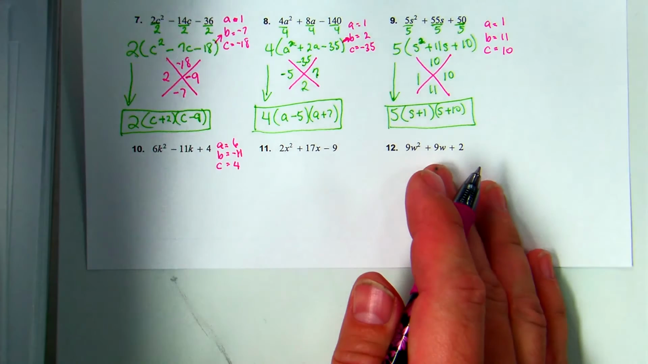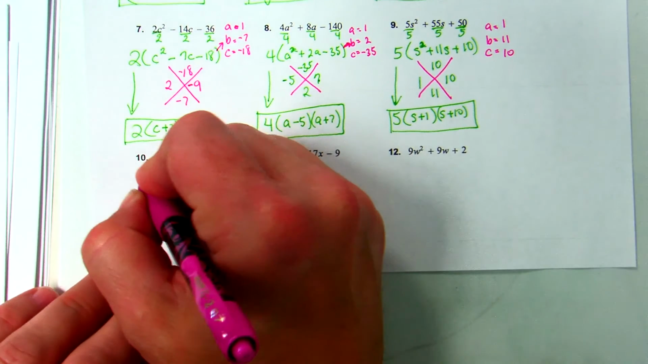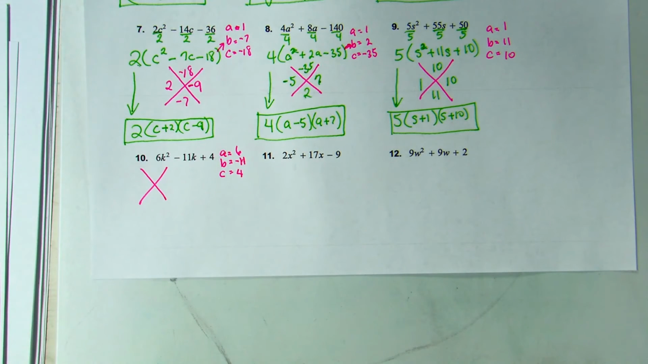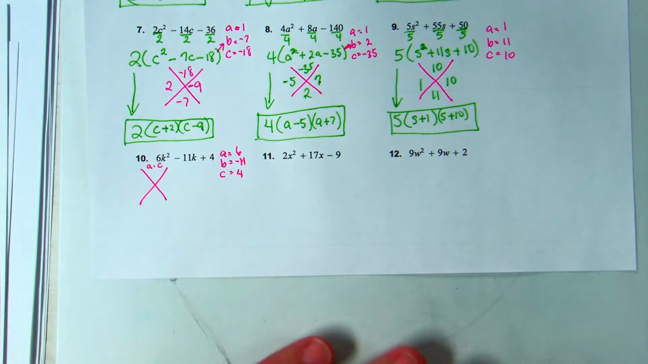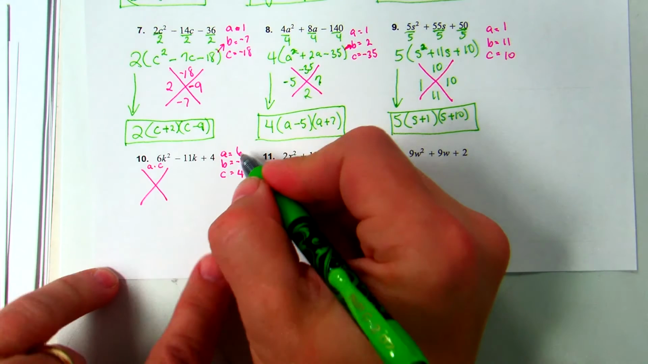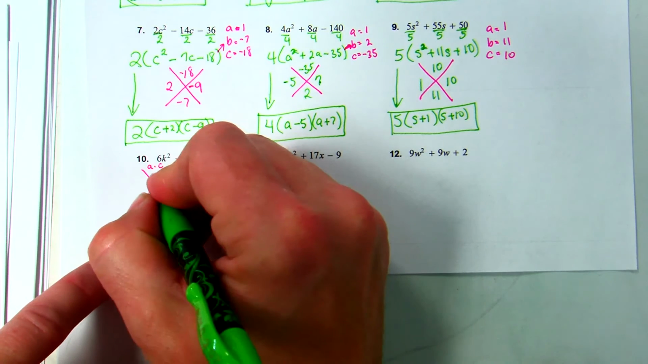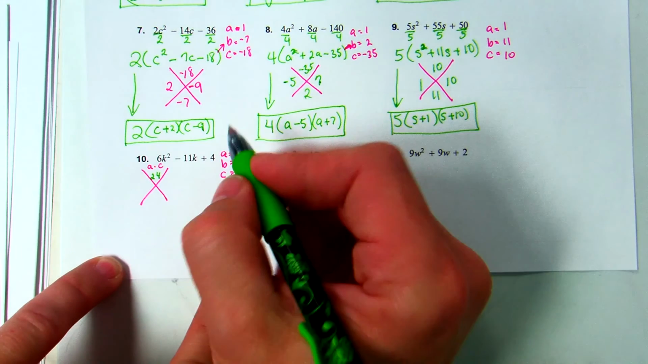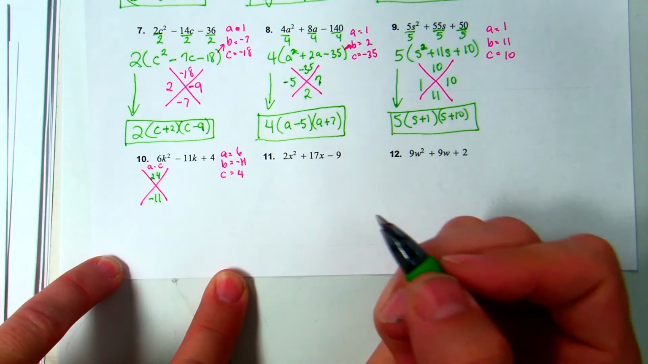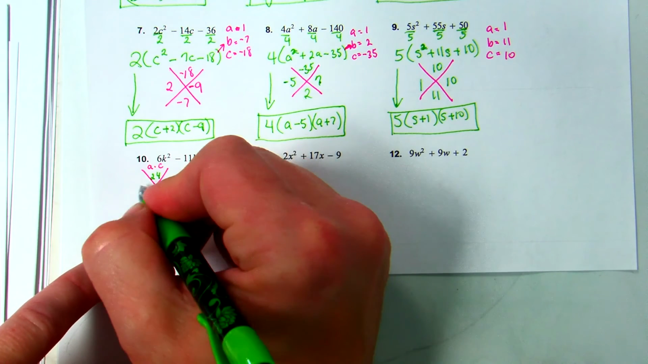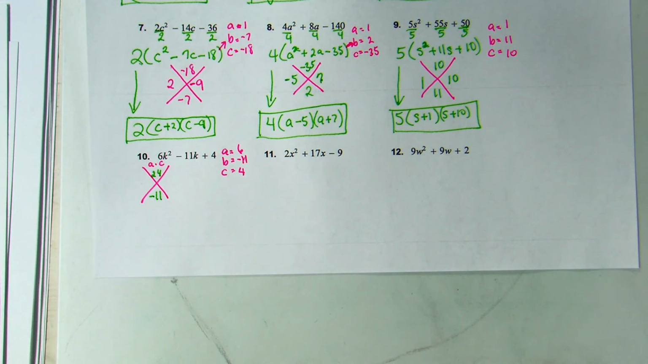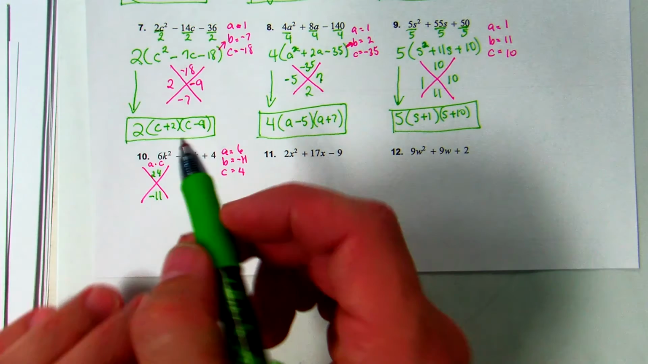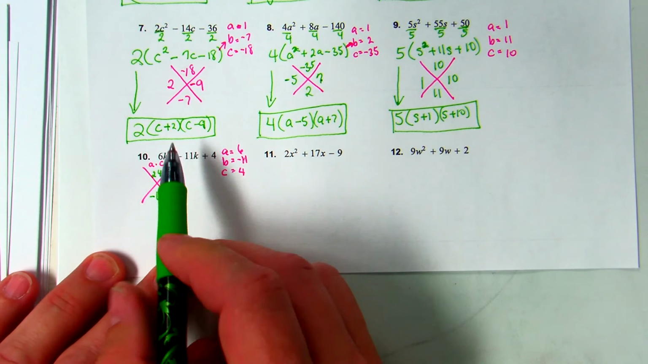All right, and then we're going to draw our x term, and on the top we're going to put A times C. Well, A times C is going to be what? 6 times 4, which is going to be 24. We still put B for the bottom term, which is a negative 11, and then we have our two terms that we're going to find here in just a minute. Okay, so the first part is not too difficult. We just don't have a 1 for A anymore. We have a 6.